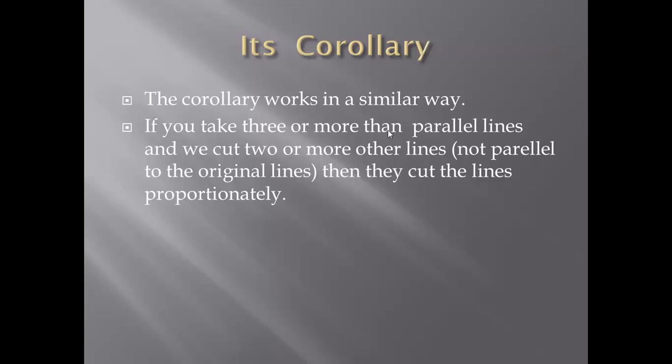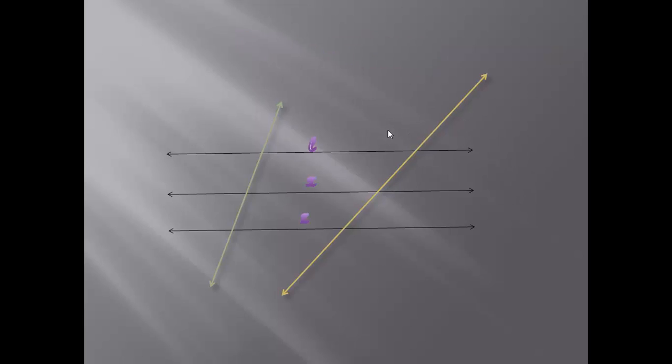If you take 3 or more parallel lines, and we take 2 other lines that are not parallel to the original 2, and we use it to cut these lines, then it will cut them proportionally. So we have lines L, X, and Z, and we also have lines A and B that were actually not parallel to each other, nor this, but they can be parallel to each other for the theorem to still work.